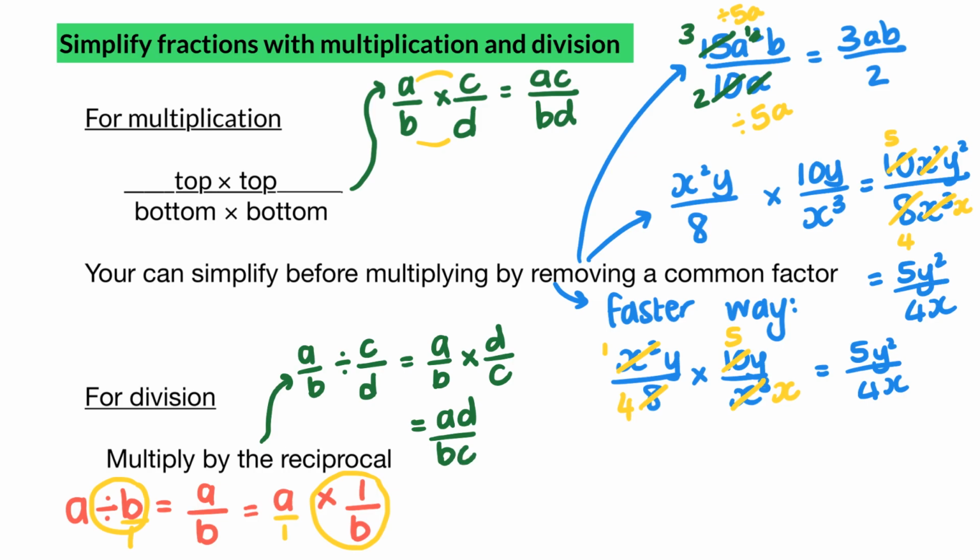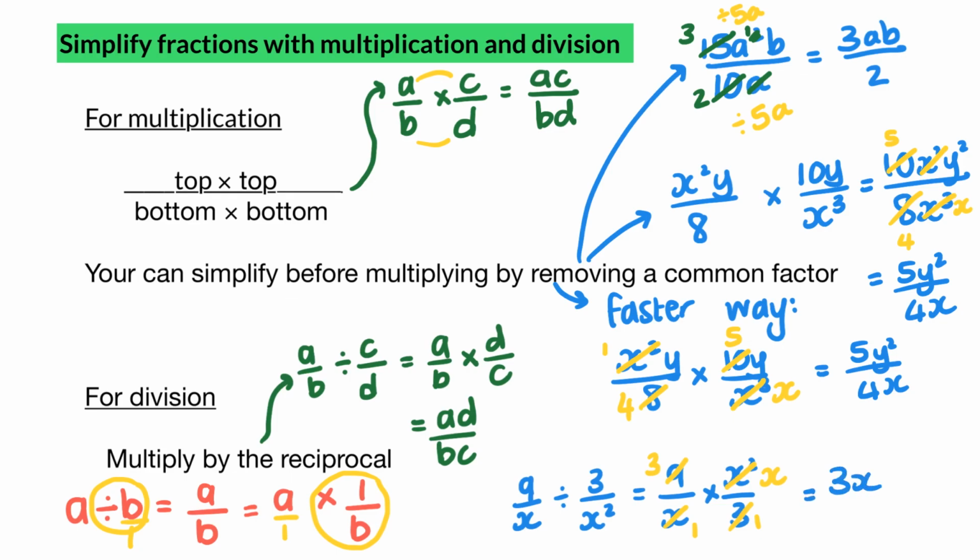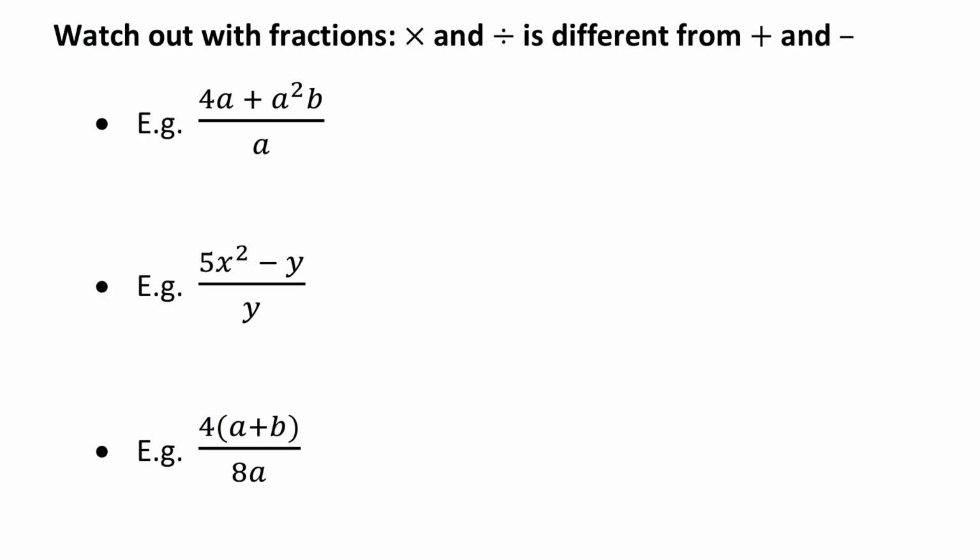Another example, let's say 9 over x divided by 3 over x squared. That is the same as 9 over x times x squared over 3. I'm now going to simplify before I divide. 3 is a common factor in the numerator and denominator, and x is a common factor in the numerator and denominator. So to finish off, I'm going to get 3x over 1, which is the same as 3x.